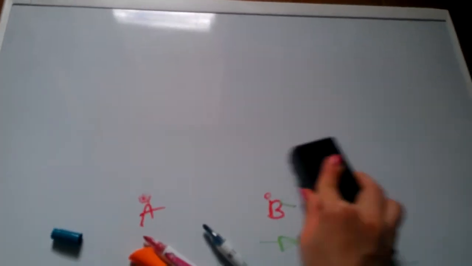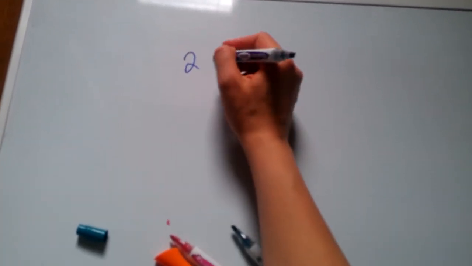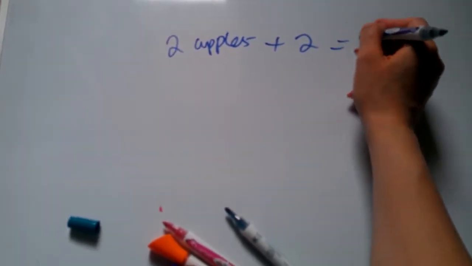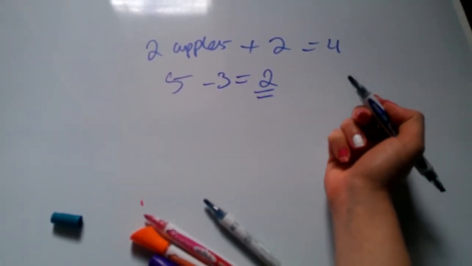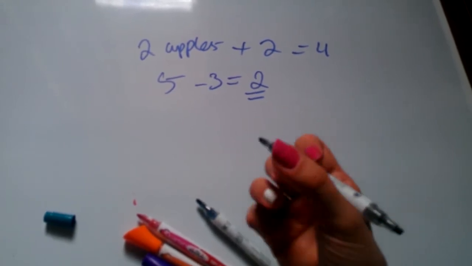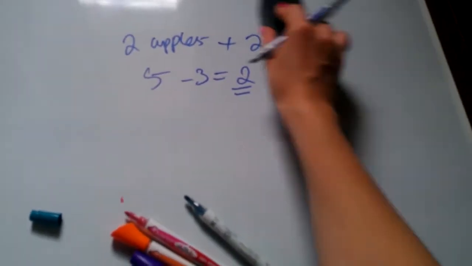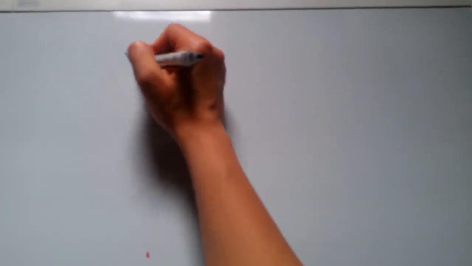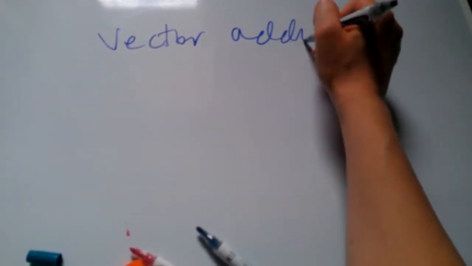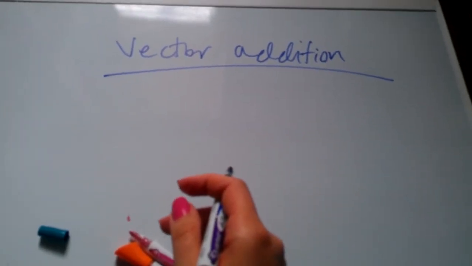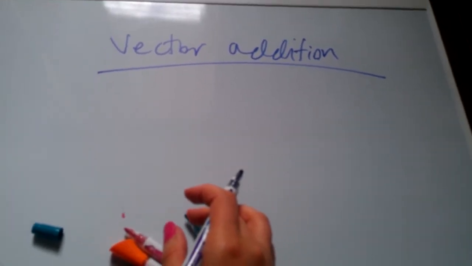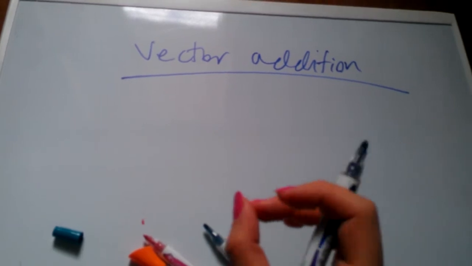We already know how to add and subtract scalar quantities. For example, if you have 2 apples and you add another 2 apples to it, you end up with 4 apples. Or if you have 5 apples, you eat 3 of them, you end up with 2 apples in the end. That's pretty much something you already know by default. It's common sense to you. As for vectors, vector addition. So in order for us to add vectors, we need to be a little more careful.